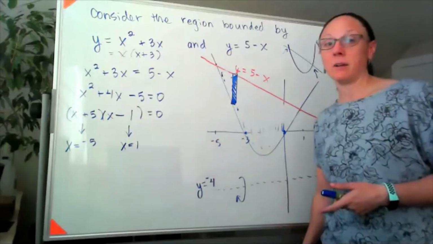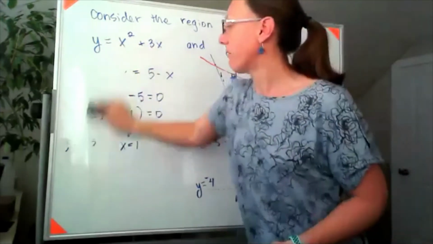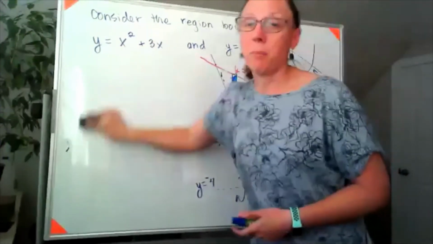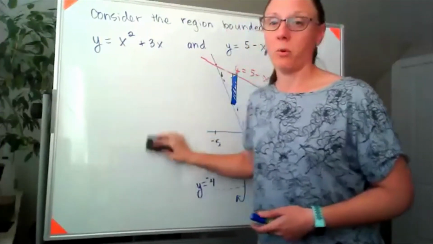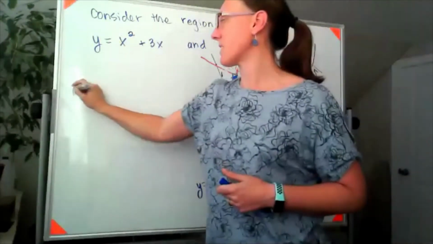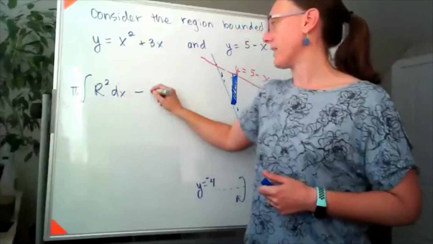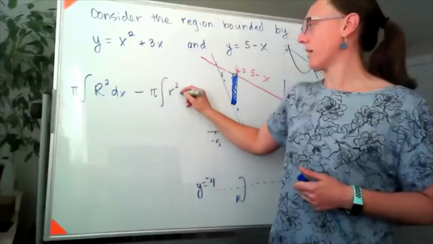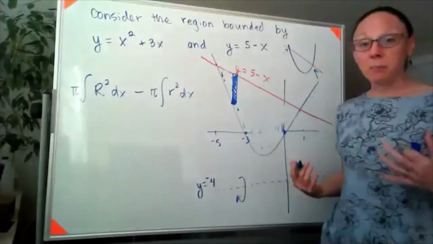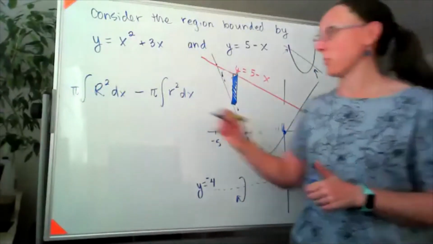It won't be solid. So when we go to find our volume, we're going to need to use that volume equation. It's like a big volume minus a little volume, or pi big R squared dx minus pi little r squared dx. And for both of those, I know we're going from negative 5 to 1 because those were our intersection points.